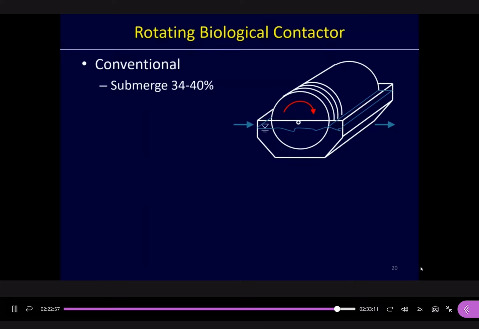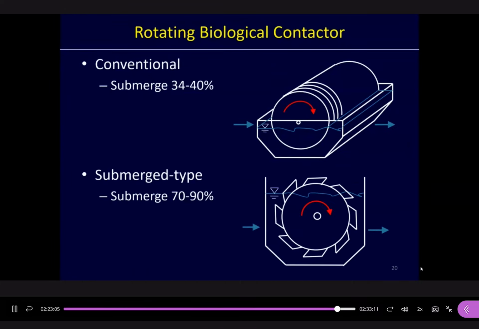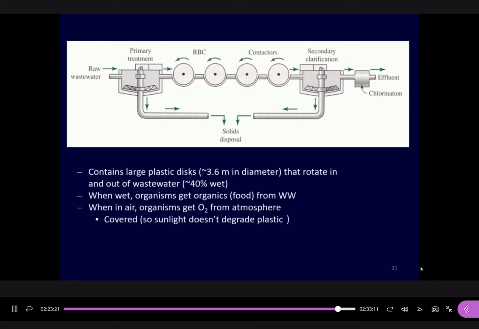It provides a surface for the microorganisms to grow, and there they develop biofilms, right? The submerged portion could be around 40% to 80%. It is rotating, so when wet, organisms get organics, because that's when the microorganisms get in contact with the organics in the wastewater. When in the air, organisms get oxygen from the atmosphere.